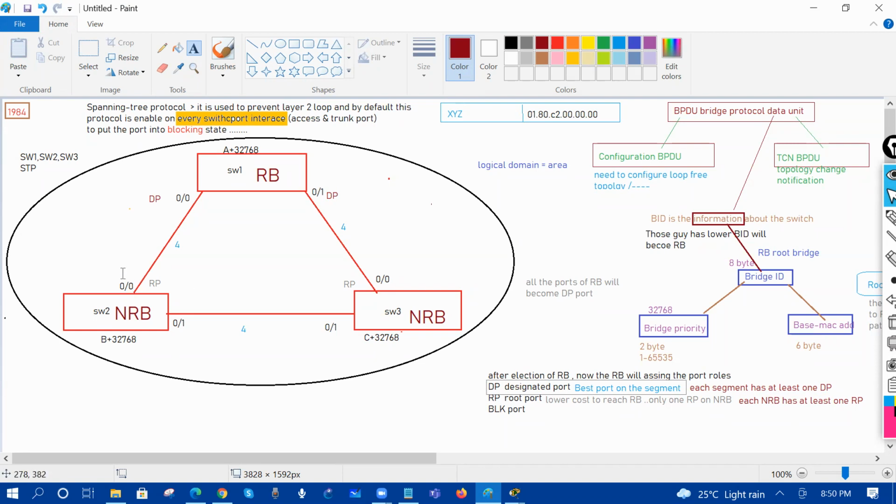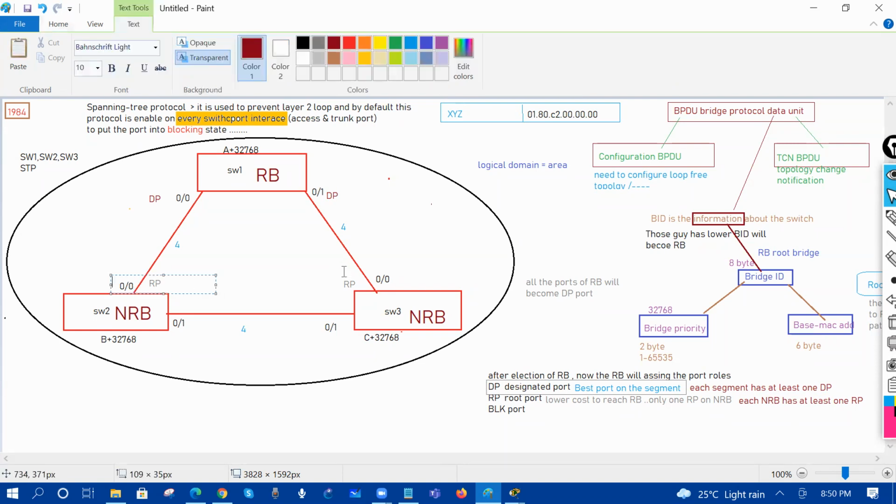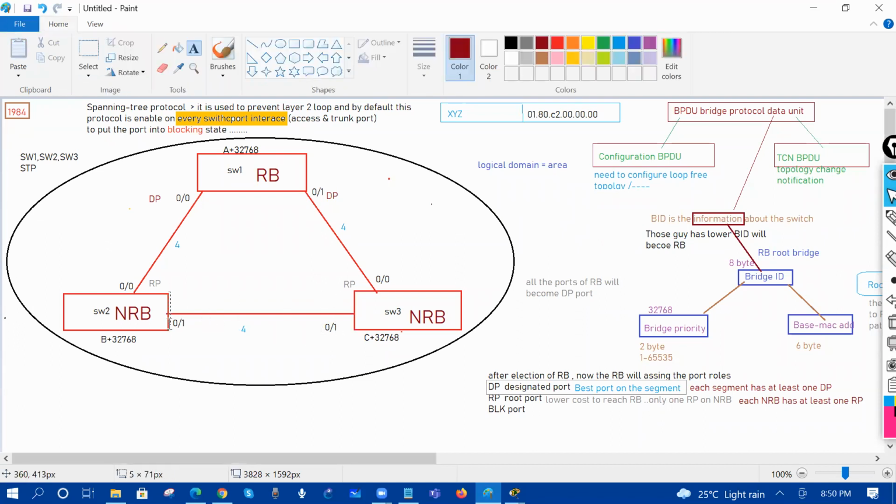Try to understand. This switch has a RP. We need to make an election of this segment. So of course we don't have any RP right over there, right? Because on a non-root bridge, you will have only one RP. So on this particular segment, either one port will be DP and the other blocking. Any one of the ports will become a DP or blocking. But which one? Now understand it this way.